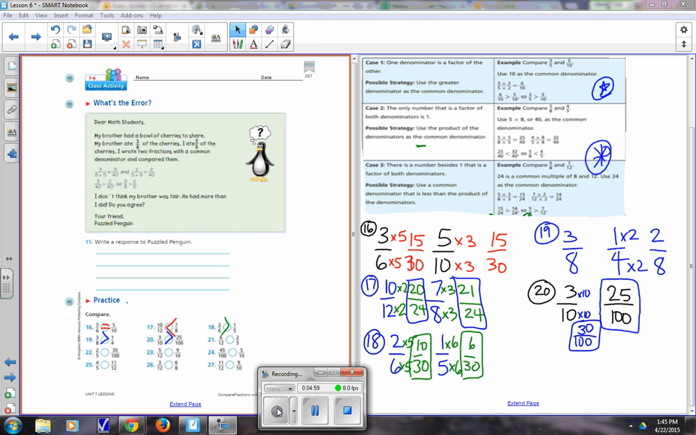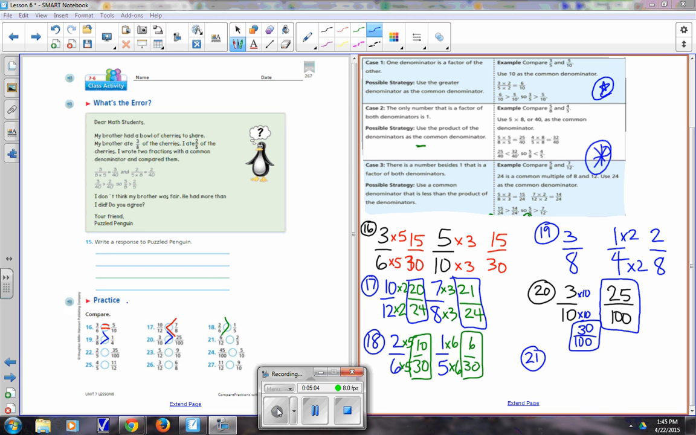Okay, I'm going to do one more, and then I'm going to have you try to do the six on here by yourself. See how you do. I'm going to do number 27 actually, because it's one of the harder ones. 11 twelfths. So I'm doing this last one. 11 twelfths and 9 tenths.